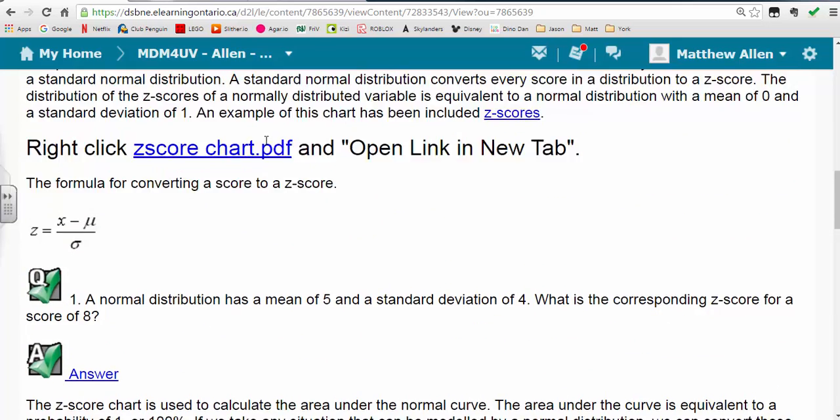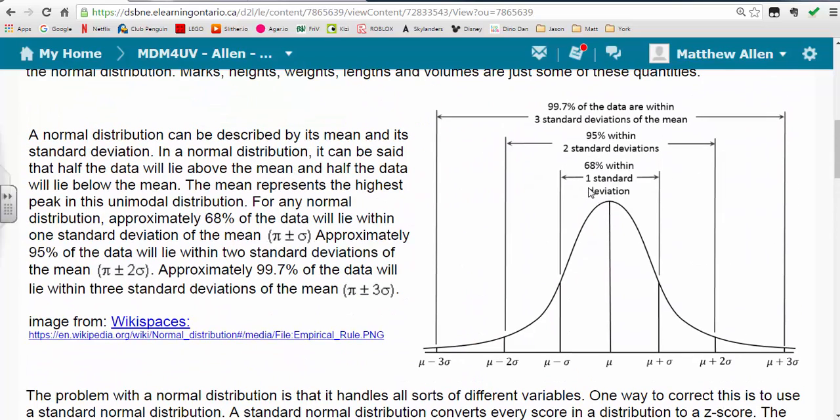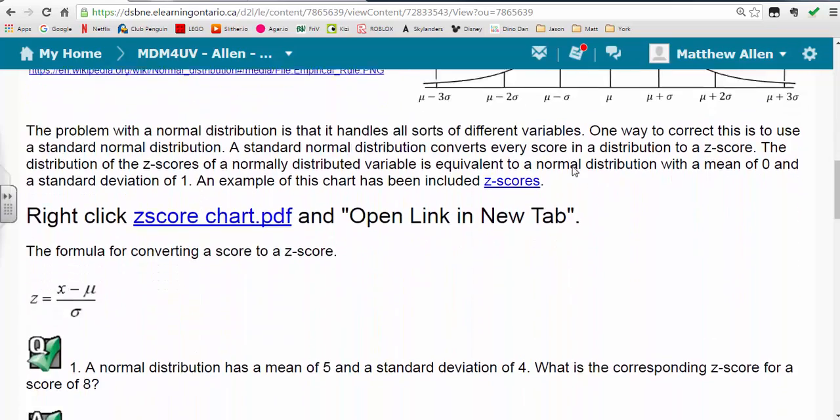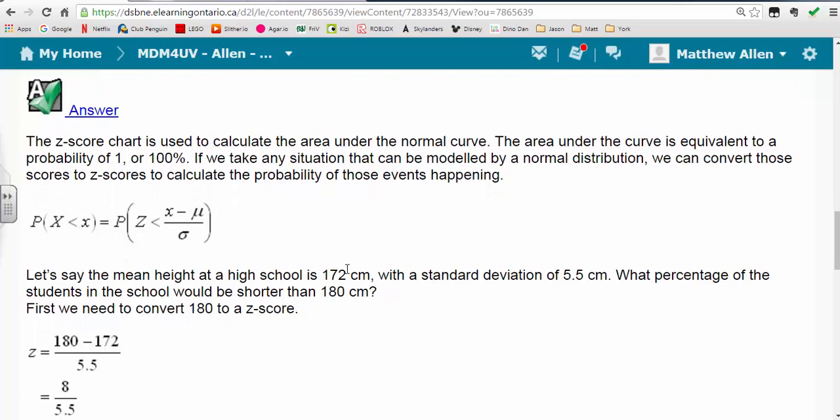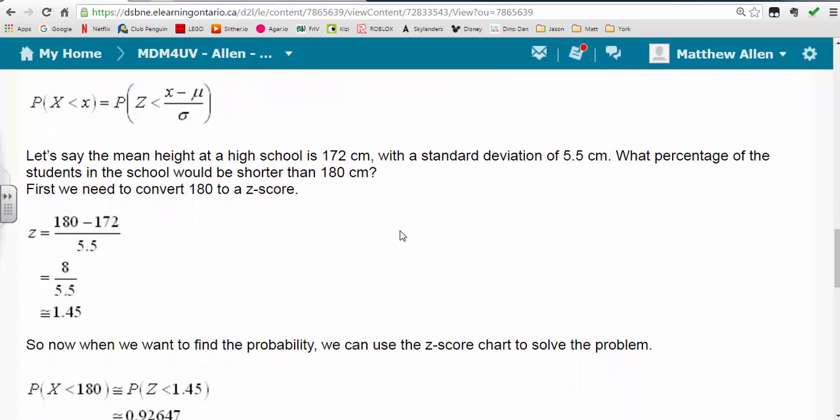So going back to the previous graph, that means that about two-thirds of the population, or 68%, would be 172 plus or minus that 5.5. So somewhere in the 166.5 to 177.5 range is the vast majority of the people in the school. And the question is, what percentage of the school would be shorter than 180 centimeters?